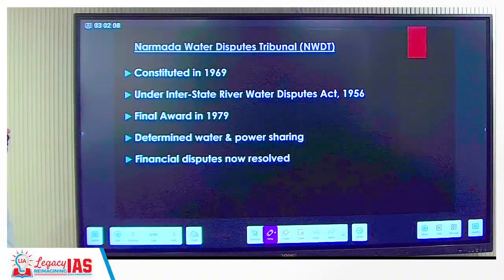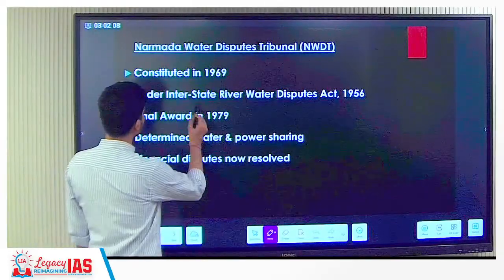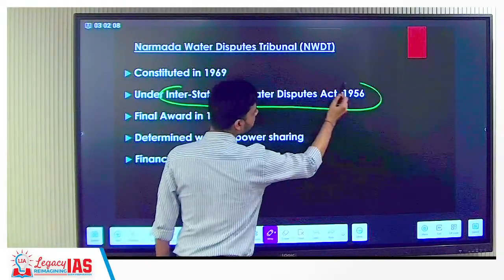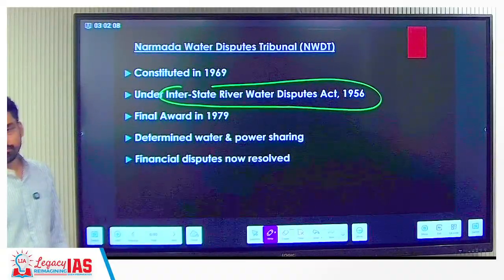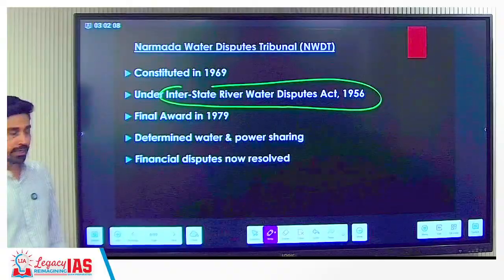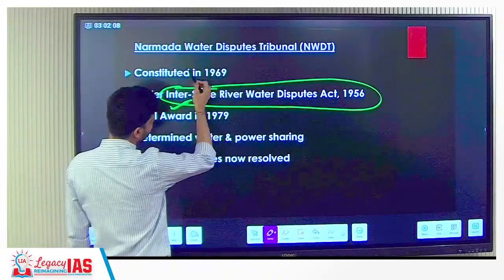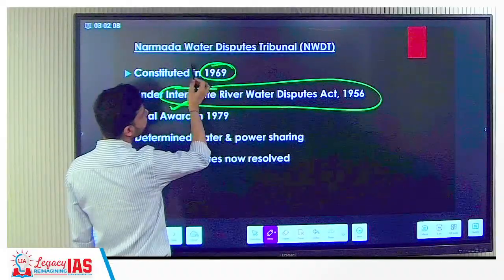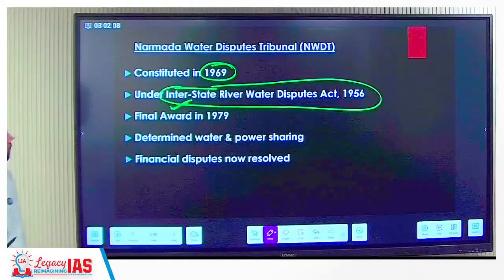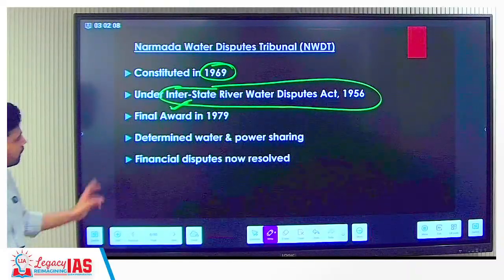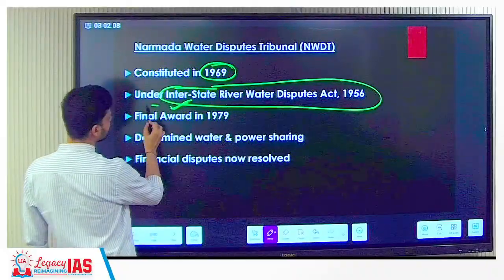Now, the Narmada Water Dispute Tribunal, you would have studied in polity. What do we have? The Interstate River Water Dispute Act 1956. So under this particular act, if any river becomes disputed between any 2 or 3 states, then such a tribunal is constituted. So that's why Narmada became an issue of dispute between these 4 states. That's why in the year 1969, the tribunal under the ISRWD Act was instituted here.